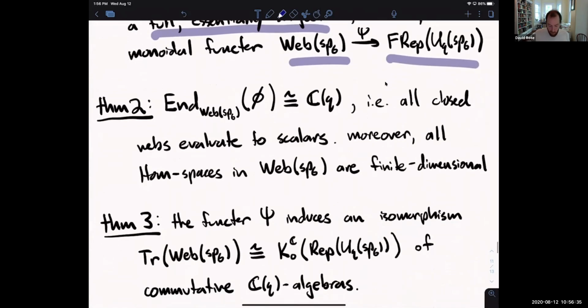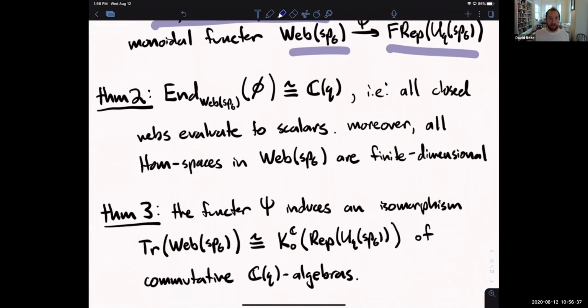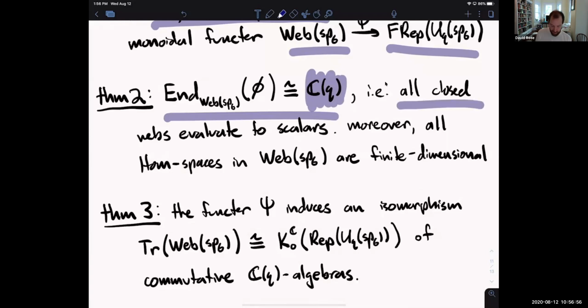We then show, using, again, these takeaways of Howe duality, this idea of you should try to put things in ladder form and you should try to prove a Rung PBW theorem. So we do those things, and we show that the endomorphism of the monoidal unit is what you think it is, a one-dimensional vector space generated by the empty diagram. That means that you can evaluate all closed webs.